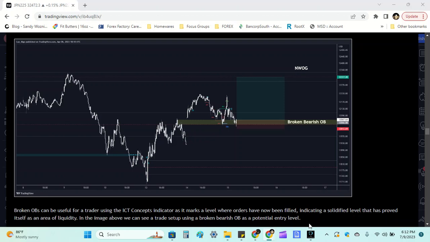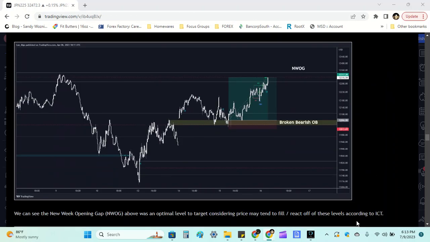In the image above, we can see a trade setup using a broken bearish OB as a potential entry level. So it's clearly indicated here that this is the broken bearish OB. And this is the new week opening gap up here. So that's where the target has been set up there. We can see the new week opening gap, or NWOG, above was an optimal level to target considering price may tend to fill or react off of these levels according to ICT, or inner circle trading. So for some people, based on inner circle trading, the new week opening gap is that target.